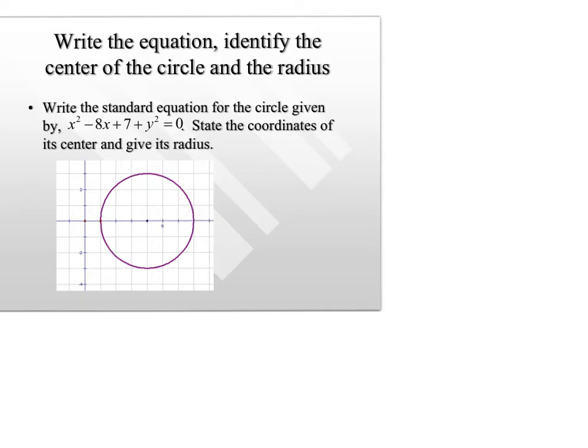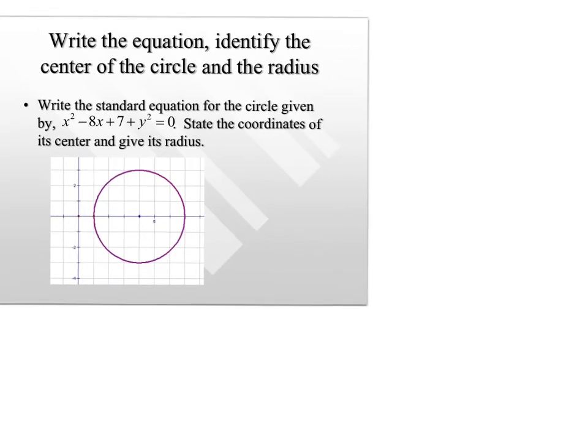Okay, so in this video, I give you the graph, but in these types of problems, the graph's not going to be given. You'll have to graph it yourself. But I just want to show that the graph is given.